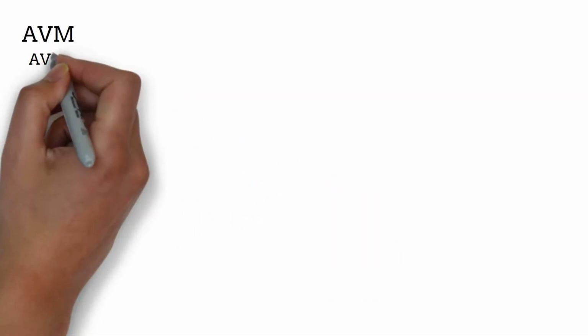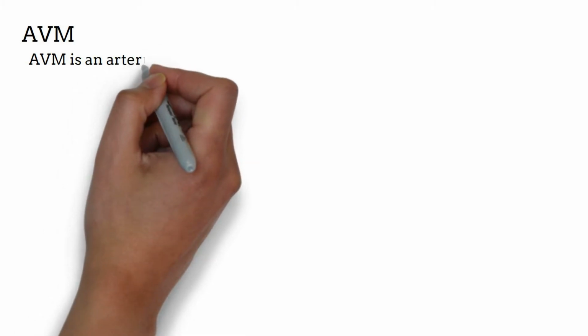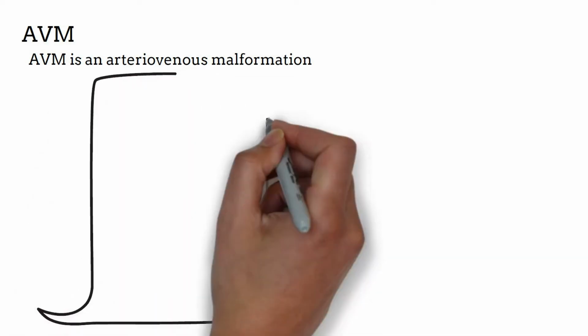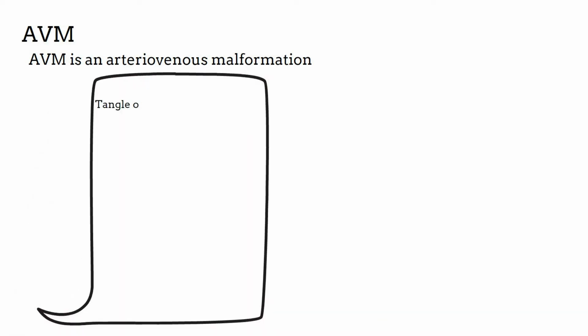This is the video on AVMs. An AVM is an arteriovenous malformation. They can be found anywhere in the body, but this video will discuss cerebral AVMs. An AVM is a tangle of abnormal blood vessels that connect the arteries and veins of the brain.